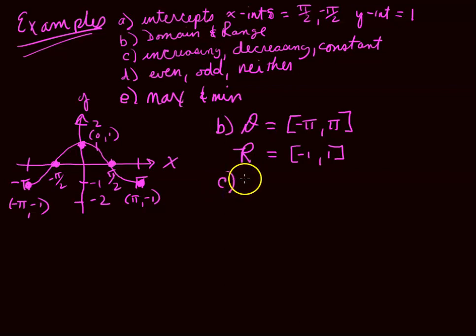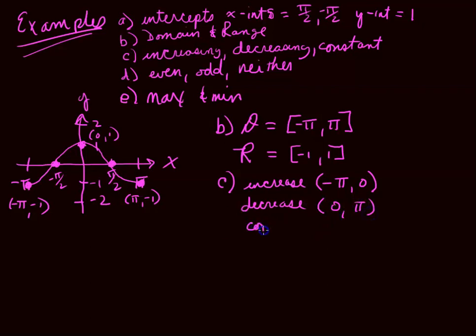C, where is it increasing, decreasing, constant? So increasing. Looks like it's increasing from negative pi up to 0. I'm going to use just parentheses here. Negative pi up to 0. It's decreasing from 0 to pi. It's constant, not applicable. And that just shows how much better you know what you're doing, because you say there ain't none. It's D. Is it even, odd, or neither?